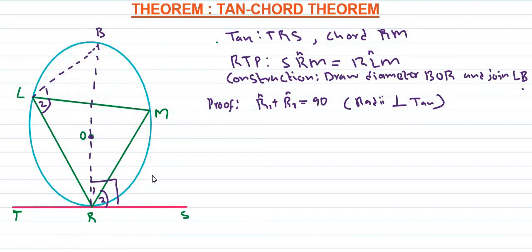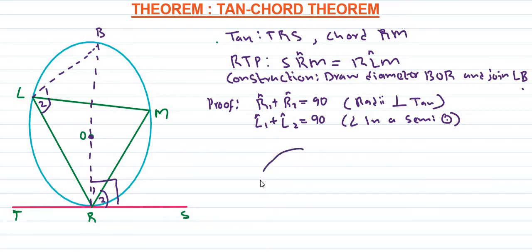Also angle L1 plus angle L2 is 90 degrees. Why? Because it is an angle in a semicircle. An angle in a semicircle is equal to 90 degrees, since the diameter subtends the angle.